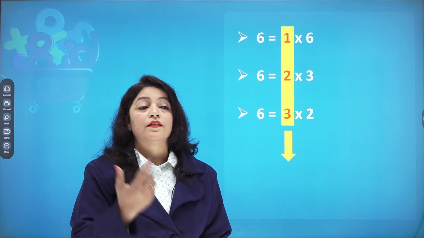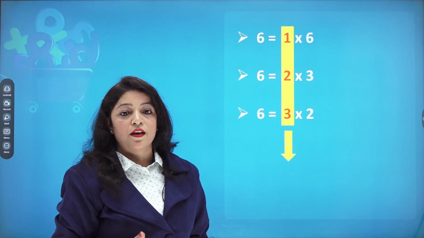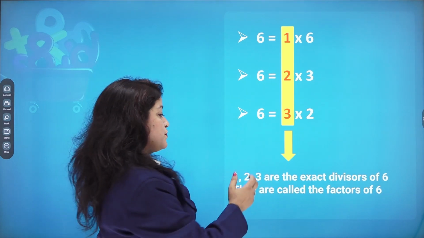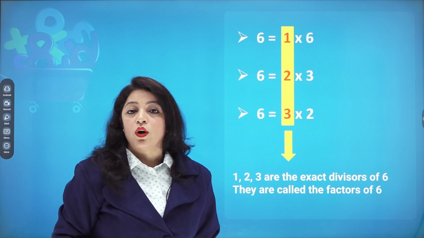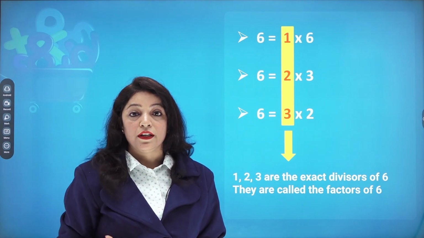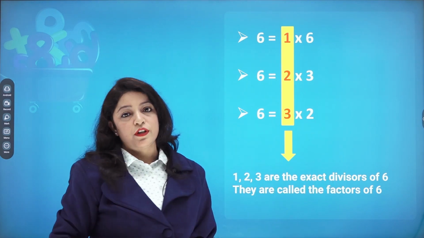Now what are these? 1, 2, 3. What are these for 6? We call them the exact divisors of 6. They are also called the factors of 6. So how can we define the factor? A factor, you can say, is an exact divisor of the number.